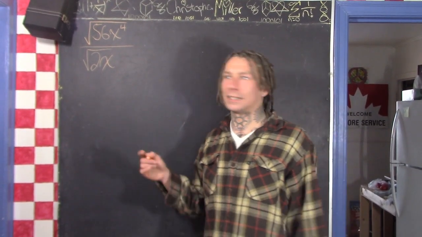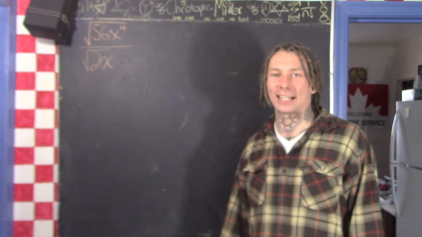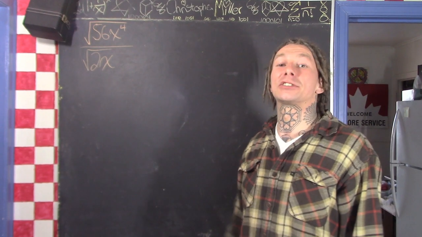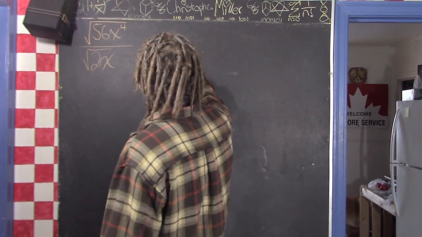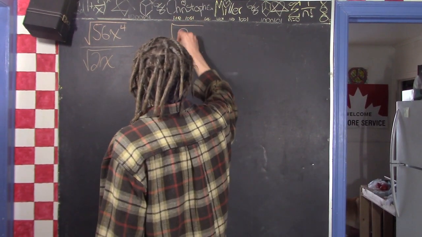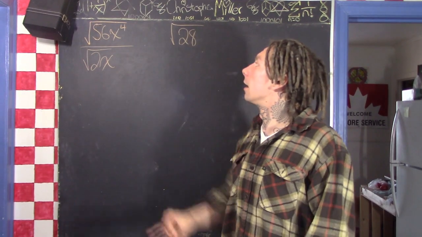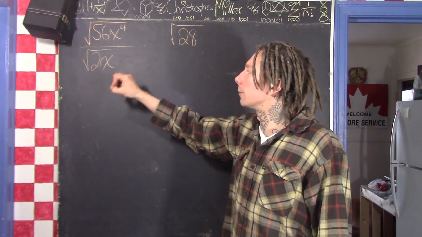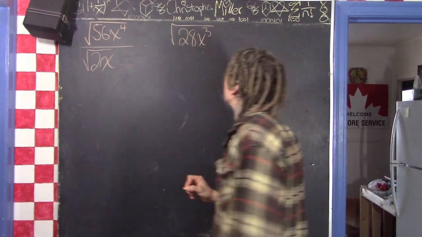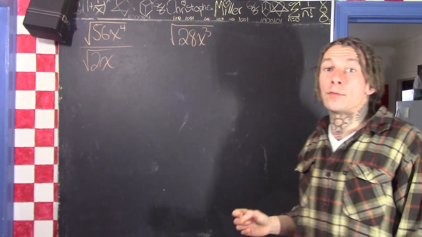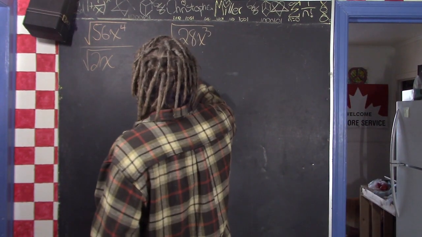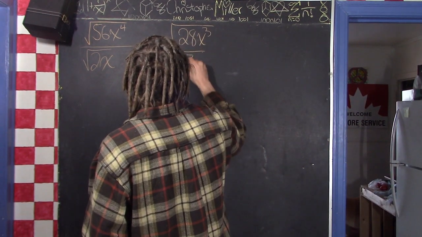Whoa, this one's a lot like the last one. Let's do the square root of 56x raised to 4 divided by the square root of 2x. So simply let's start with the coefficients again. That would give us square root of 56 divided by square root of 2, square root of 28. We'll move to the x's. X raised to 4 divided by x will give us x cubed inside the square root. This 28, 28 can be broken up into 7 and 4. Square root of 4 would be 2. So that would give us 2 root 7x cubed.